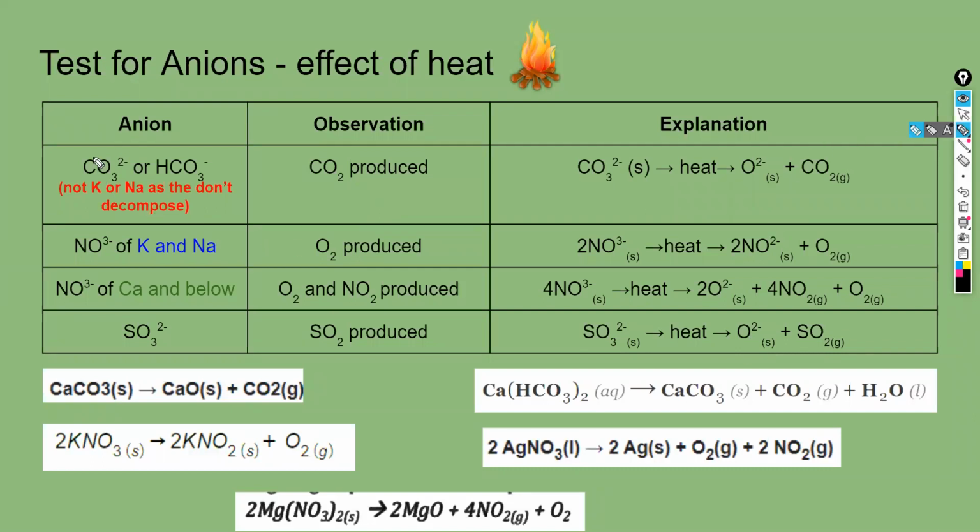So I think everyone knows about these anions. CO3 2 minus, right? That is what? Carbonate. And if it has an H, well, that's hydrogen carbonate. What we are doing here is something called the effect of heat. Whenever you add heat to a compound, it usually breaks down the compound. It is called a thermal decomposition.